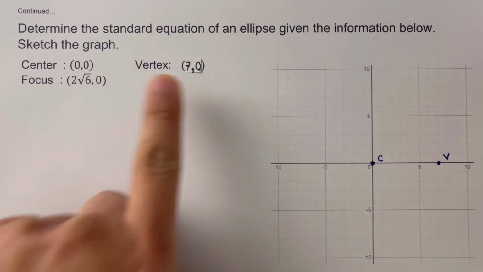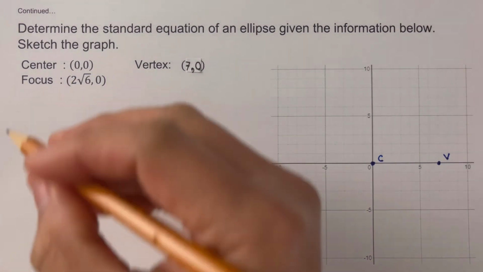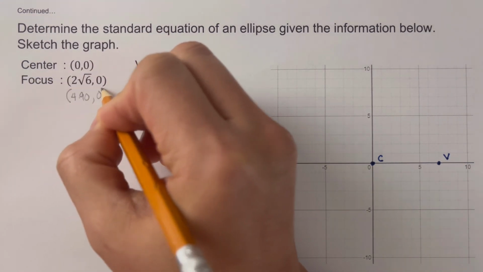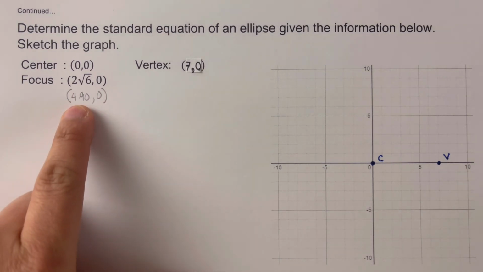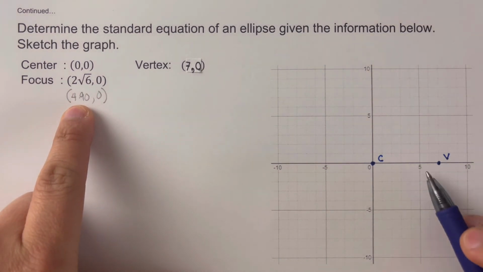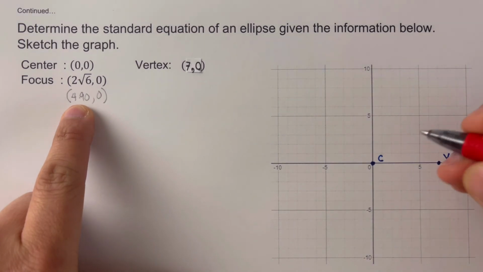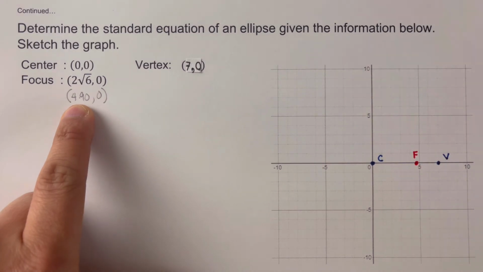And then the other focus, we can change this into its decimal form. That would be 4.90. So I'm going to go ahead and plot this dot right here. So 4.90 should be somewhere around here before 5. So I will have this as the first focus. So that's letter F right there.